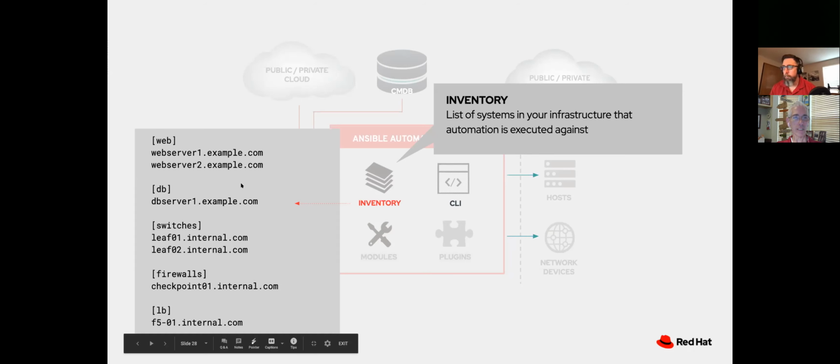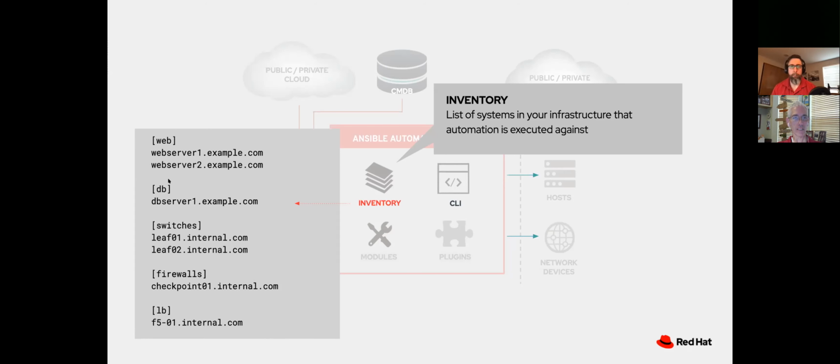What we're seeing is, first of all, with this bracket notation, we're introducing the concept of what's called a group. A group is just a group of one or more endpoints. So in this web group, we have 2 servers that are listed. We have a database server, some switches, and so you can see how that's filled out a little bit. So that's one way to specify an inventory.